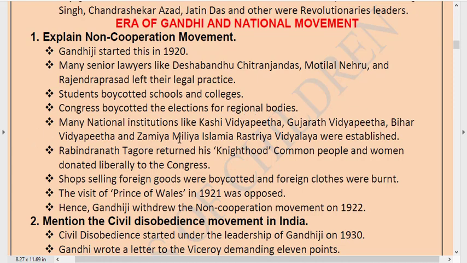Many national institutions like Kashi Vidyapith, Gujarat Vidyapith, Bihar Vidyapith, Jamia Millia Islamia and Rashtriya Vidyalaya were established. Rabindranath Tagore returned his knighthood. Common people and women donated liberally to the Congress. Shops selling foreign goods were boycotted and foreign clothes were burnt. The visit of the Prince of Wales in 1921 was opposed. Hence, Gandhiji withdrew the non-cooperation movement in 1922.